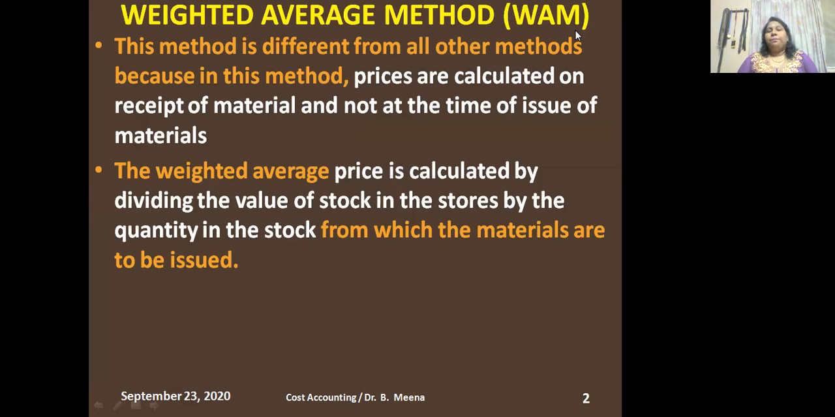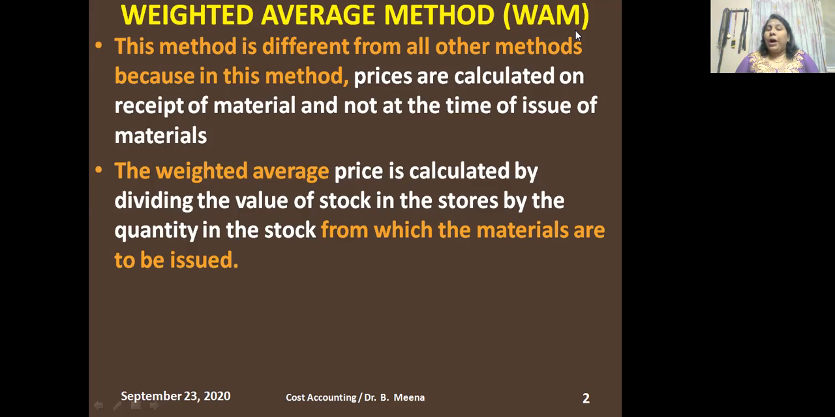So the thing is, whenever we receive materials as a storekeeper from the supplier, we will add the quantity of the materials we receive and the worth of the material we receive from the supplier along with the existing stock value and quantity, and we need to calculate the new price. That is the feature of the weighted average method.